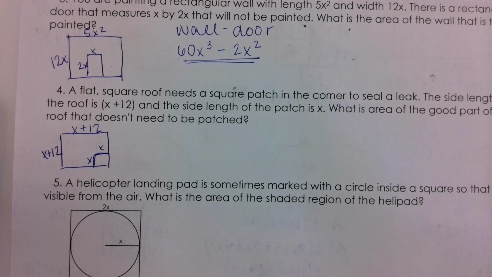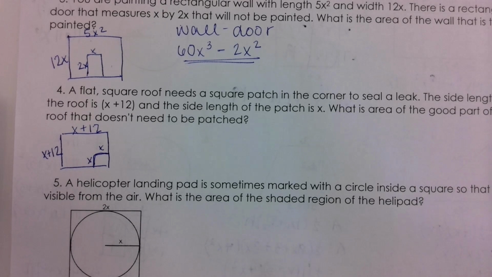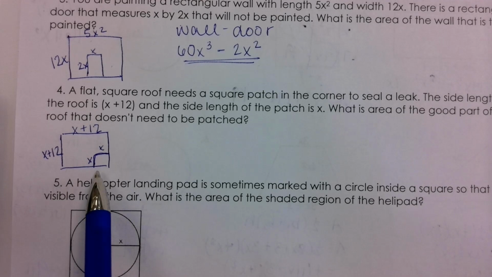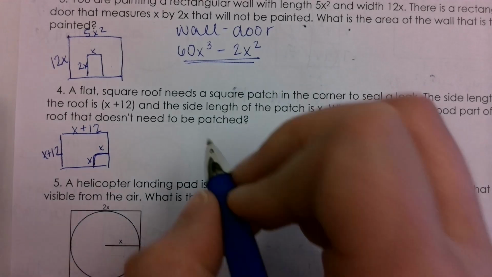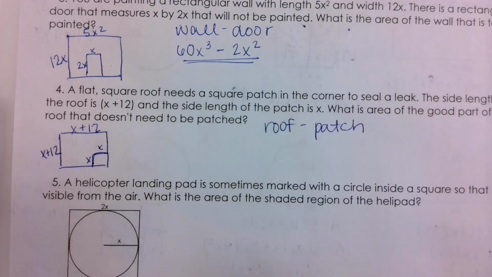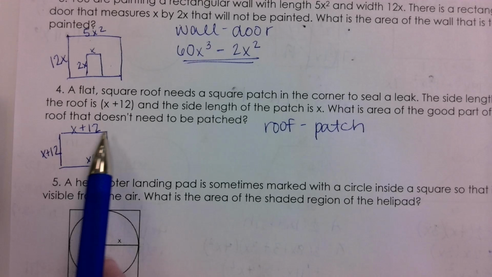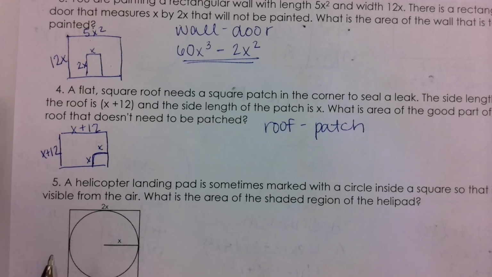It wants to know the area of the good part of the roof that doesn't need to be patched. So how are we going to find that? Subtract again. So we're going to take the whole roof and subtract the patch. Is that okay? So we're going to do the roof minus the patch. How are we going to find the area of the roof? X plus 12 times x plus 12. What do you have to use to multiply that out? The box.